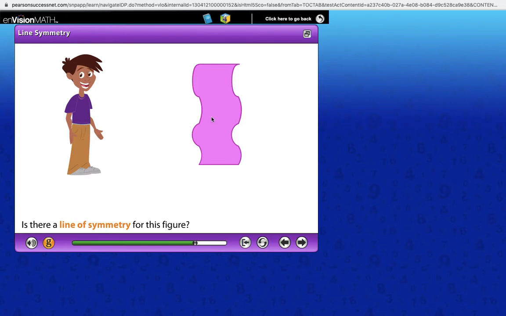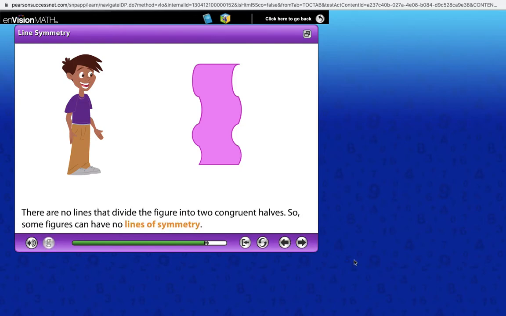Now, what if I were to cut it directly in half going horizontally? Is the top the same as the bottom? No, right? If I were to fold this directly on top of the bottom, it would not be the same. Now, what if I tried diagonally? No. What about the other way? No. So let's see. There are no lines that divide the figure into 2 congruent halves, so some figures can have no lines of symmetry.